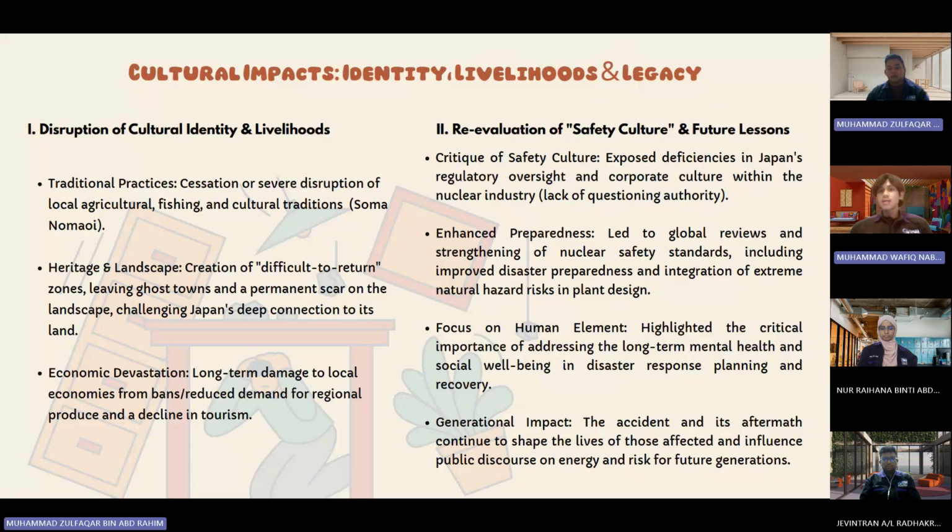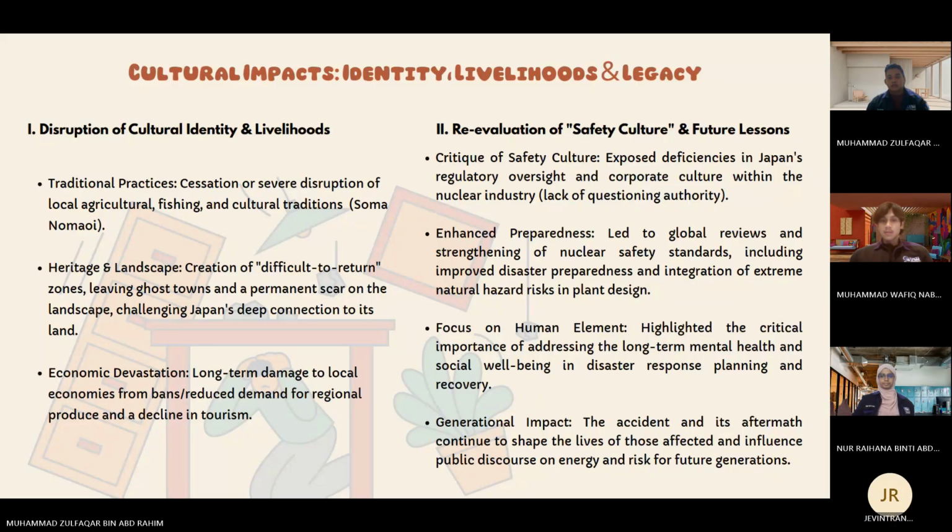Second one is enhanced preparedness, led to global reviews and strengthening of nuclear safety standards, including improved disaster preparedness, and integration of extreme natural hazard risks in plant design. Third one is focus on human element.